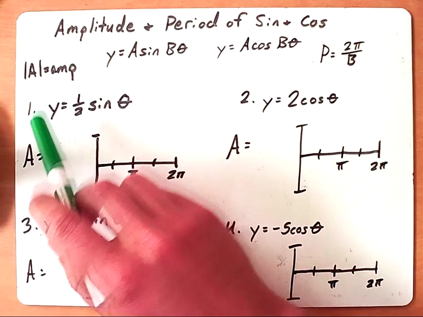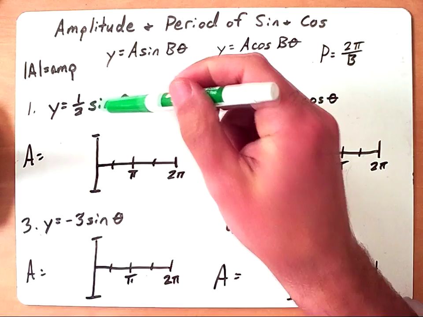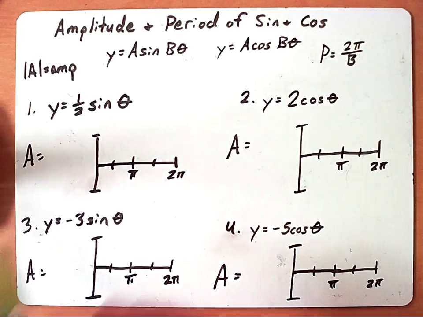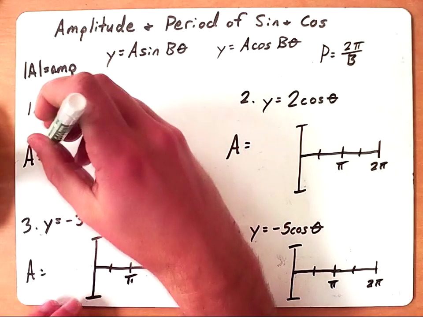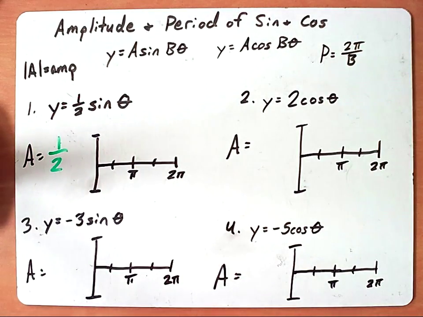Now, on number 1, I have y equals 1/2 sine theta. Okay, so I don't have any change to my period. That would be if I had a coefficient on theta, and in fact none of these we will deal with that at all. We're just going to focus on the amplitude for this round of problems. So I see that I have 1/2 as the coefficient of sine. So 1/2 is going to be my amplitude.